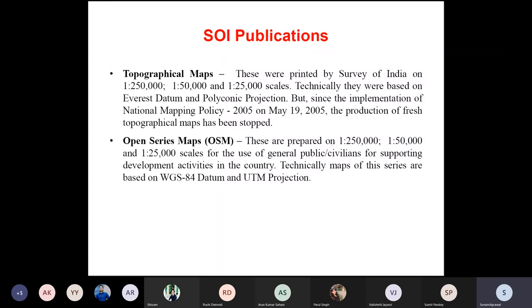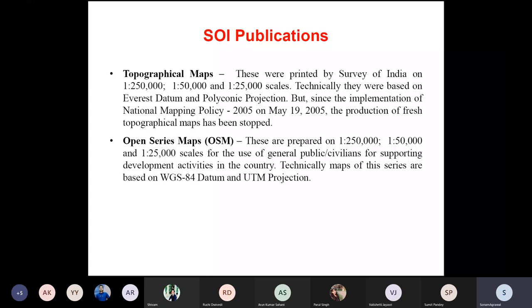These maps were printed at the scales of 1:250,000 and 1:50,000. I have shown you both the maps. One was at 1:250,000, another one was at 1:50,000. I do not have the 1:25,000 scale map.